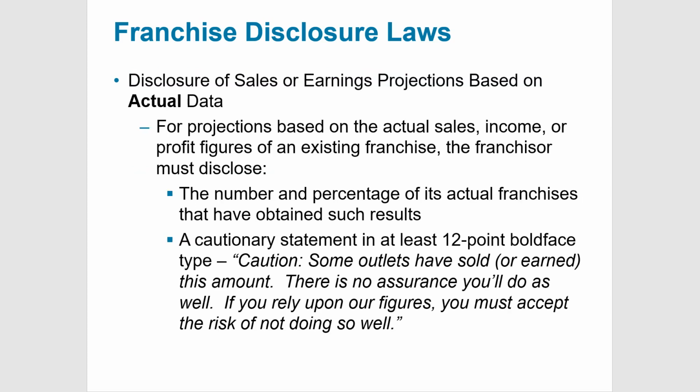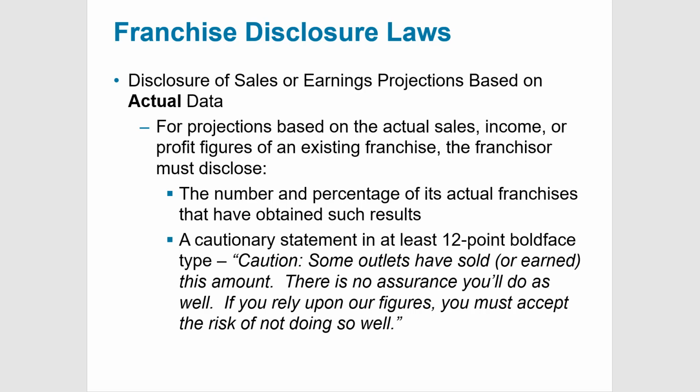We'll look at some aspects of some of these disclosure laws, not all of them, just some examples. So one example the book talks about is when you're making disclosures about sales or earnings projections. Those can be based on either actual data or hypothetical data. And so you have to disclose whether it's actual or hypothetical and have statements in there just letting people know what's going on. So for using actual data, you have to disclose the number and percentage of its actual franchises that have obtained such results.